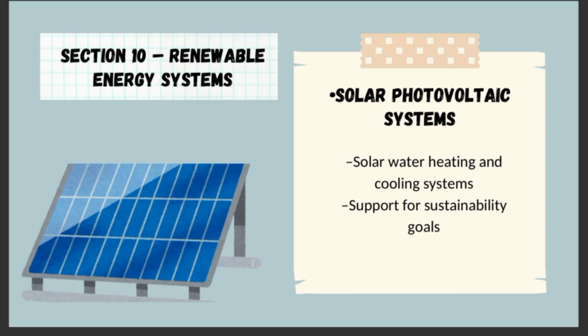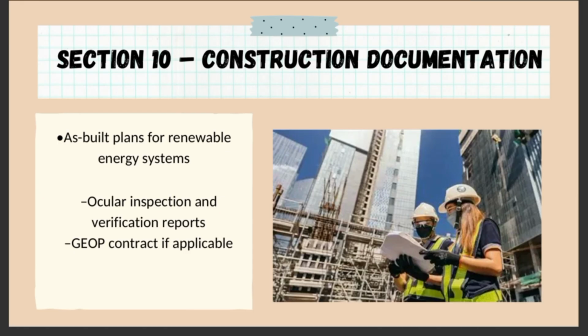sustainability goals. Section 10 Construction Documentation for renewable energy, required documents include as-built plans, ocular inspection and verification report, and when applicable, a Green Energy Option Program or GEOP contract.